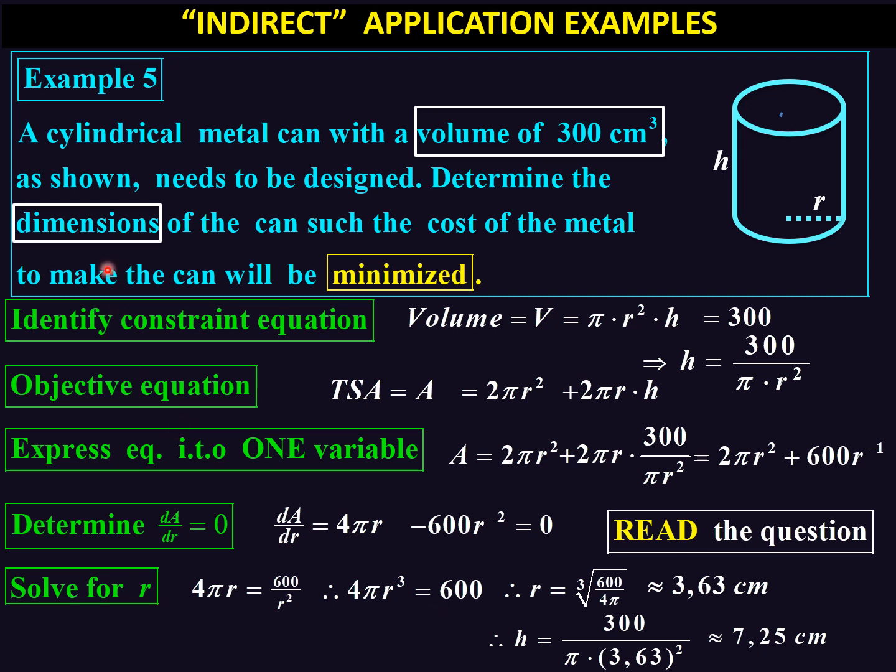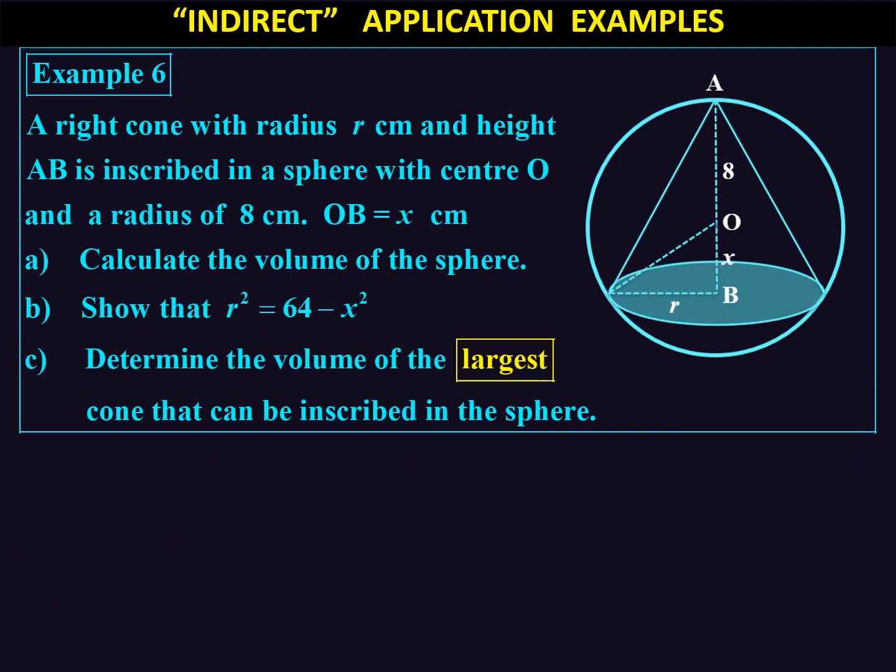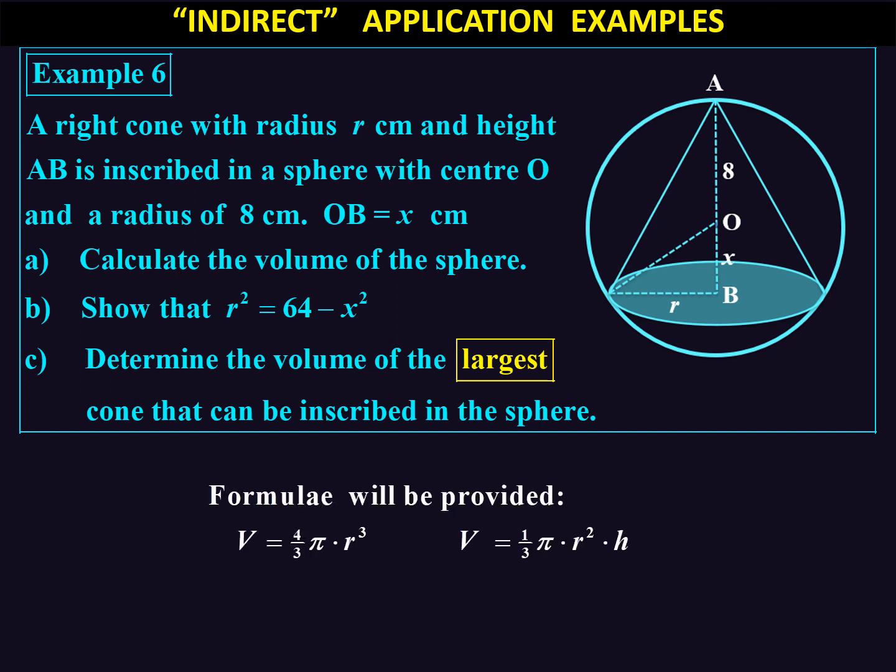So we saw that for the one dimension, we need both the r and the h. Let's look at one more geometric application, but this one involves the shapes of a cone, and you also have a sphere here. In this particular example, the formula will have to be provided. In this case, we've got two formulas.